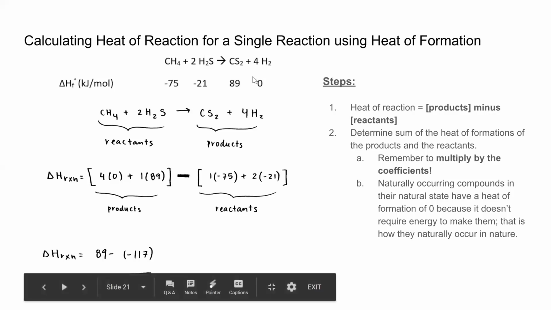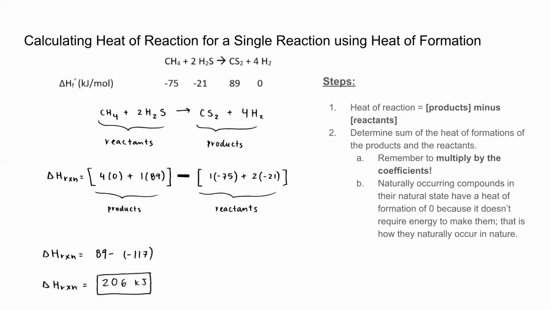I can explain why it's 0. Yeah, go for it. So I'll explain on the other side. The reason why that H is 0 is because it's a pure substance. Anytime you have a pure substance or something that's found in nature naturally, it will have a heat of formation of 0.